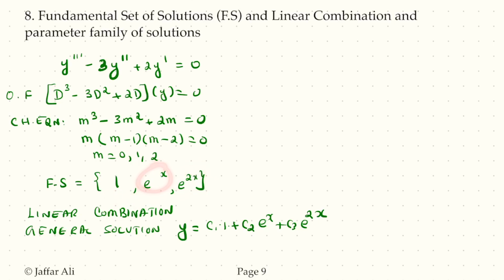I cannot write e to the x as a linear combination of the other two. That's what guarantees this is a 3-parameter family of solutions. As a matter of fact, the number of functions that I have here is the number of parameters. So we can say this is a 3-parameter family of solutions, because this set is linearly independent. So that's the relationship between all these three.